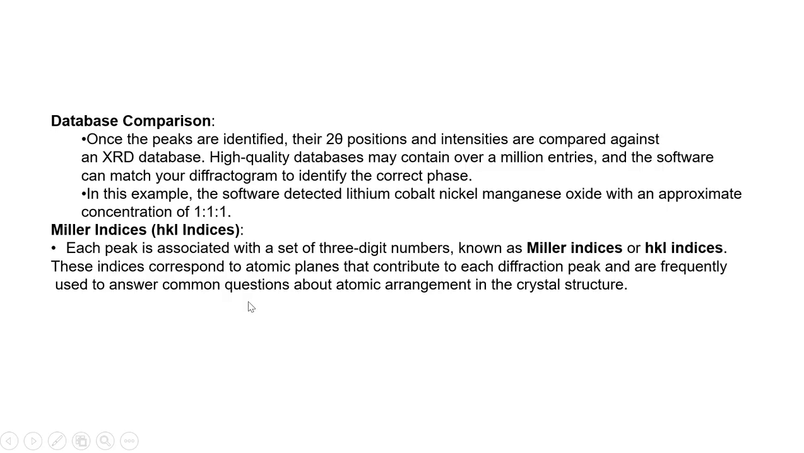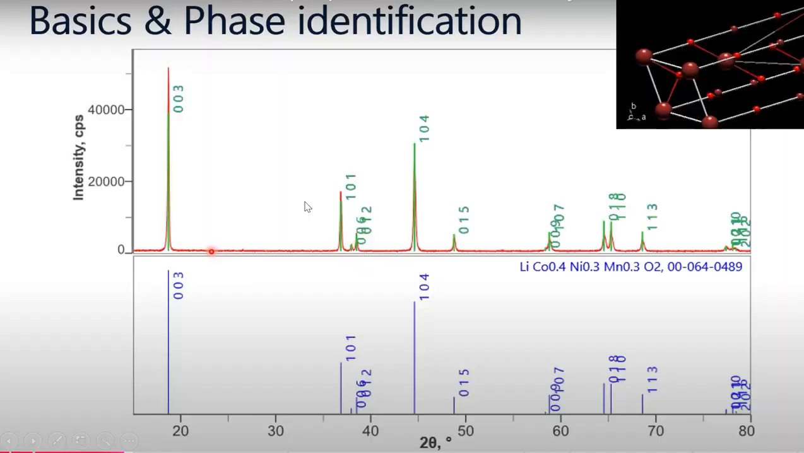So once peak identified, the two theta position and intensities are compared against an XRD database. High quality database may contain over 1,000,000 entries, and the software can match your diffractogram to identify the correct phase. For example, the software detected this is the lithium cobalt nickel manganese oxide.